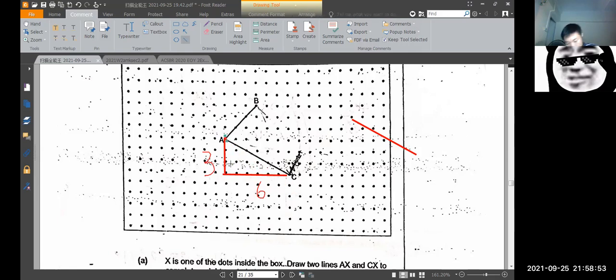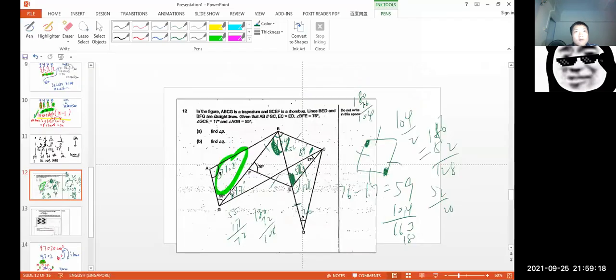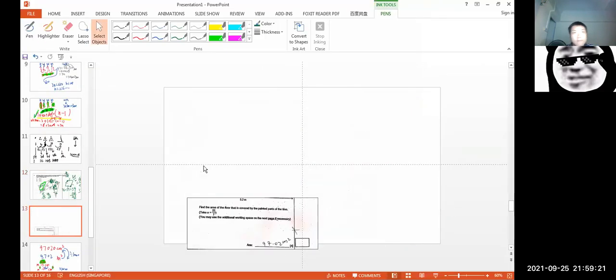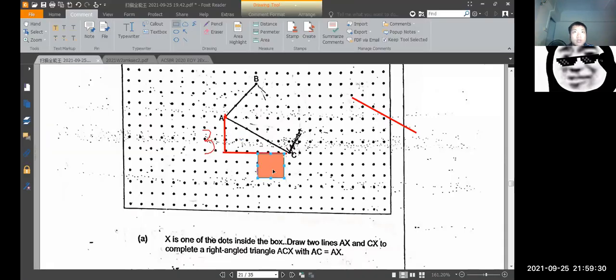90 degree. Let me form the 90 degree first then. So this is the 90 degree. It says draw two lines AX and CX to complete a right angle triangle ACX. So in order to have a right angle triangle and they have the same line, you know how it looks like or not? Let me do it here. Yeah, please pay attention. This question I think is quite interesting. Let me just get this question.